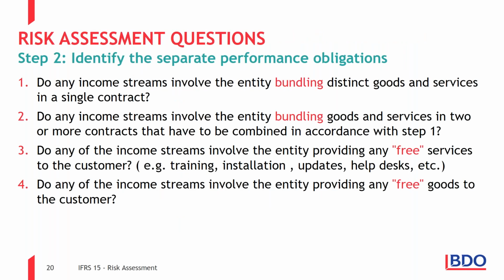Let's look at risk assessment questions flowing from that. So really, the first one: do any income streams involve the entity bundling distinct goods and services in a single contract? As soon as you in your business talk about bundling, I think you should be on high alert and maybe assess. The next one is also around bundling. Do any income streams involve the entity bundling goods or services in 2 or more contracts that have to be combined, as we discussed in step 1?